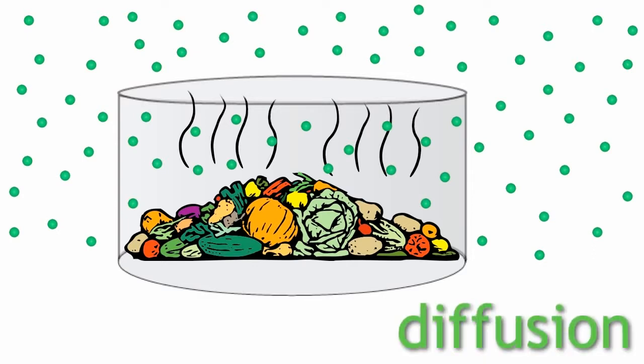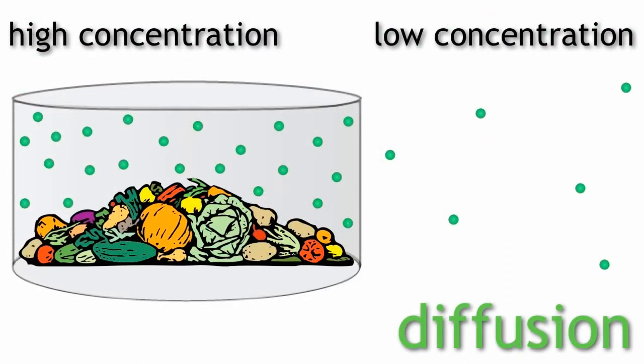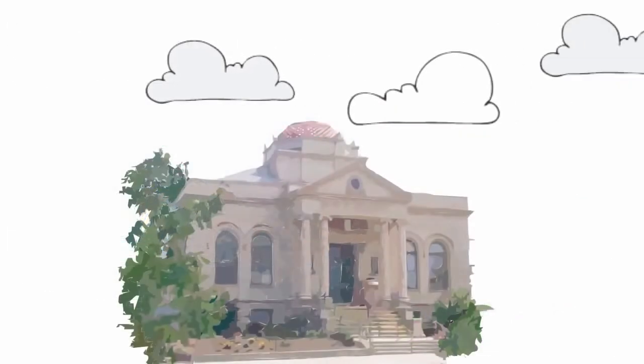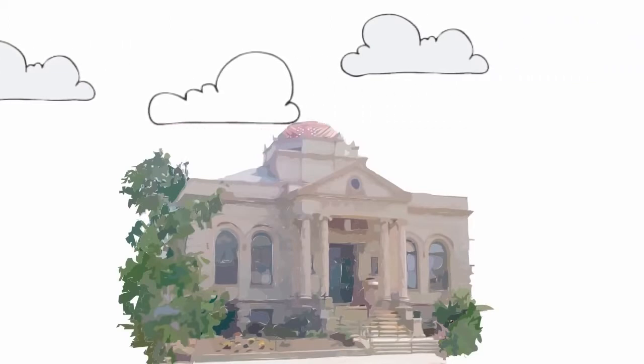Diffusion is the random movement of one gas through another, from a region of high concentration, in this case inside the box, to a region of low concentration, in this case outside the box. It is a process that doesn't rely on wind or air currents. It will happen even if you are inside a building and the air is completely still.